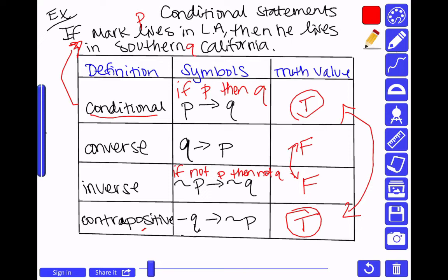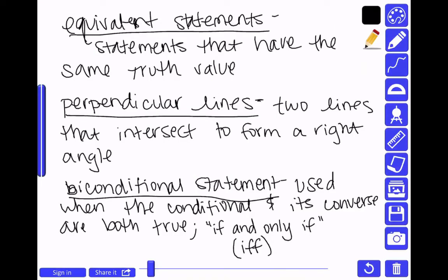Now, it is possible that every single one of these could have the same truth value, but it will always be that the conditional and the contrapositive are the same and the converse and the inverse are the same in regards to their truth value. So that's why we call them logically equivalent. You need to have these definitions written down. Equivalent statements, that's what I just talked about: statements that have the same truth value.